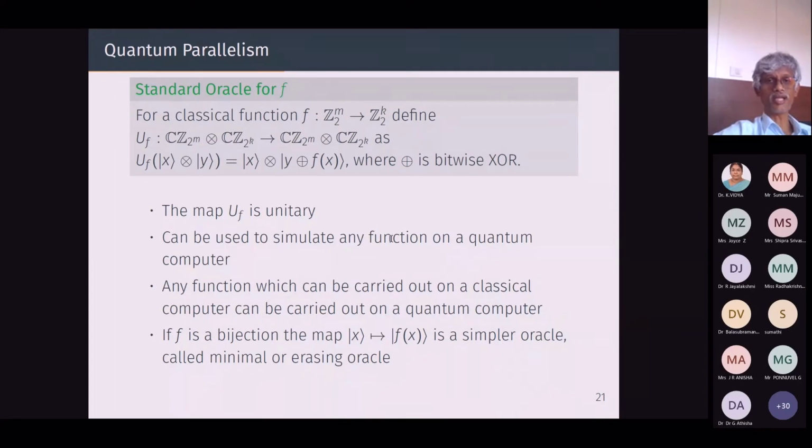So this defines a unitary operator, and we can hence conclude that we get a simulation of a classical function on a quantum computer. Okay, so this is usually captured under the title quantum parallelism.